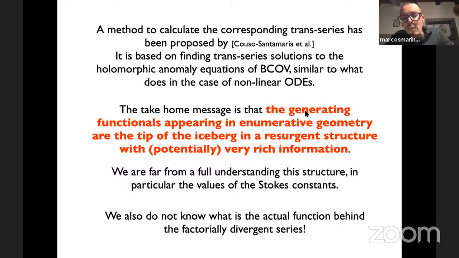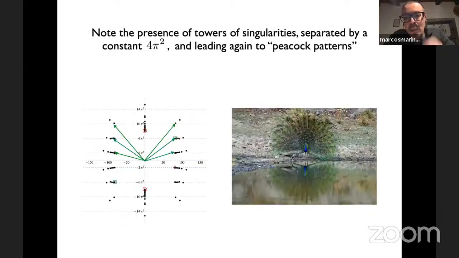And we are far from understanding this structure, and in particular, we don't know, for example, what the values of these Stokes constants are. But my guess would be that if you actually calculate the Stokes constants for these trans-series, you will also find integers, which are some sort of generalized Donaldson-Thomas invariants for these Calabi-Yaus. And it would be very interesting to make this more concrete and to connect with other things. But the example of complex Chern-Simons theory suggests that this is going to be the case.